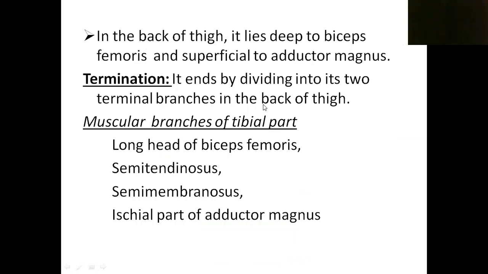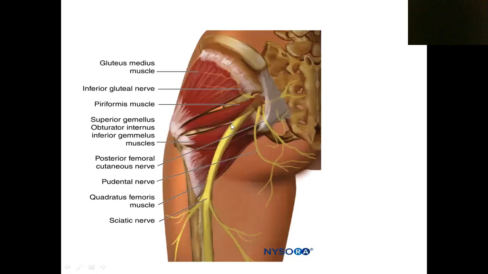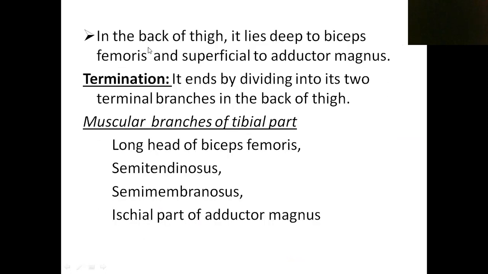Now, see this image. From the gluteal region it is entering into the thigh. It lies in the posterior side of the thigh. Now the course in the thigh: in the back of the thigh, it lies deep to the biceps femoris and adductor magnus. It lies between the biceps femoris and adductor magnus.